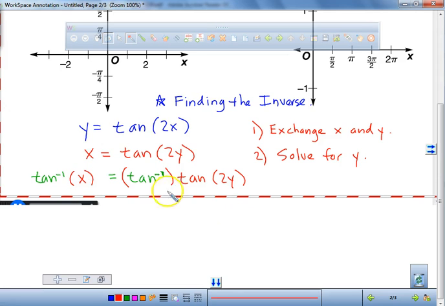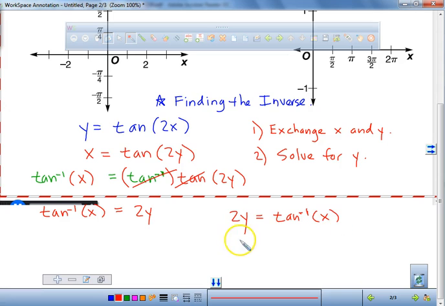So right now, what's going to happen? The inverse of tangent times tangent, they literally cancel to 1. Any number and its inverse, when you multiply them together, equals 1. So they cancel out, and what you're left with is 2y on this side, and over on this side, the inverse of tangent of x. So I'm going to rewrite it right here: 2y equals the inverse of tangent of x.